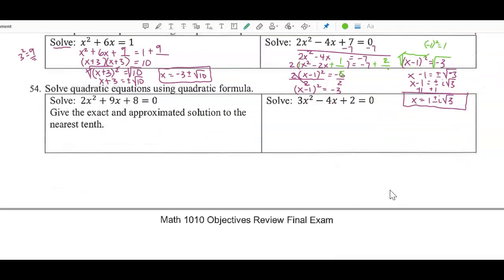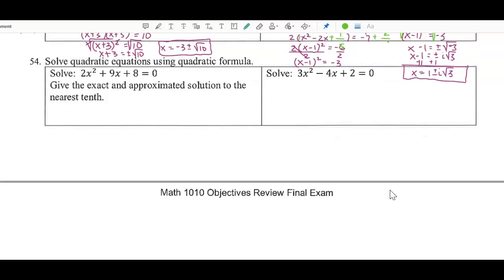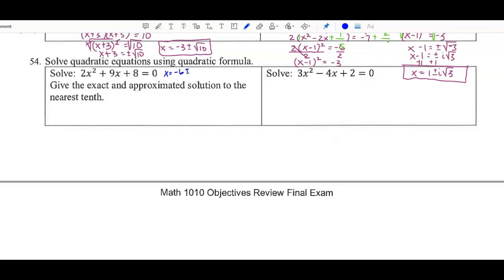All right, what about the quadratic formula? Make sure that you have the quadratic formula memorized, because that's definitely something you're going to need to know for this test. So remember, that says x equals negative b plus or minus the square root of b squared minus 4ac all over 2a.